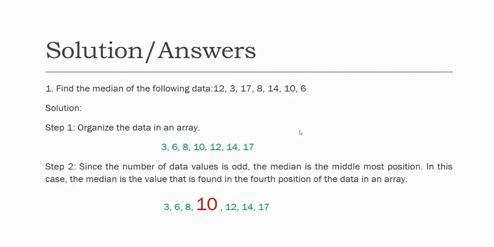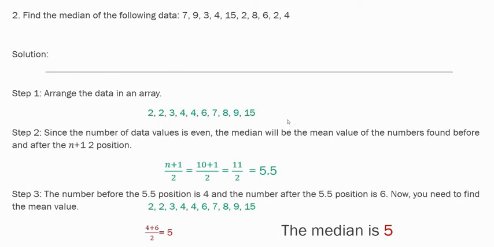This is what we call the median, and the median divides the distribution such that 50% of the data lies above it, diba? There are 3 after 10, and then there is 50% of the data that lies below it, o meron ding 3 below 10, diba? So that is the role of the median. Okay, next. The second one, find the median of the following data.